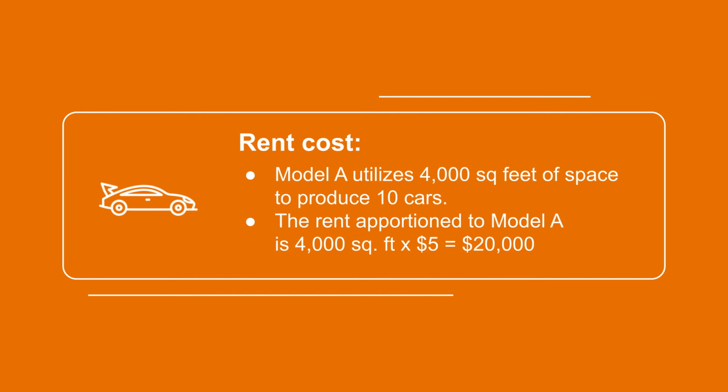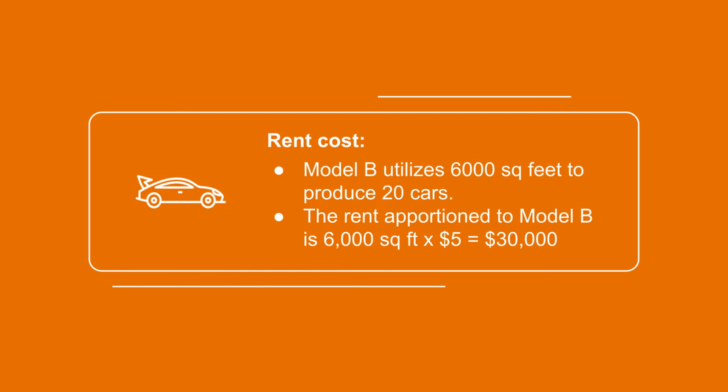The rent cost. Model A utilizes 4,000 square feet to produce 100 cars. The rent to produce 100 Model A cars will be 4,000 times 5, which is $20,000. If it takes 6,000 square feet to produce 100 Model B cars, the rent to produce 100 Model B cars will be 6,000 times 5, that is $30,000.